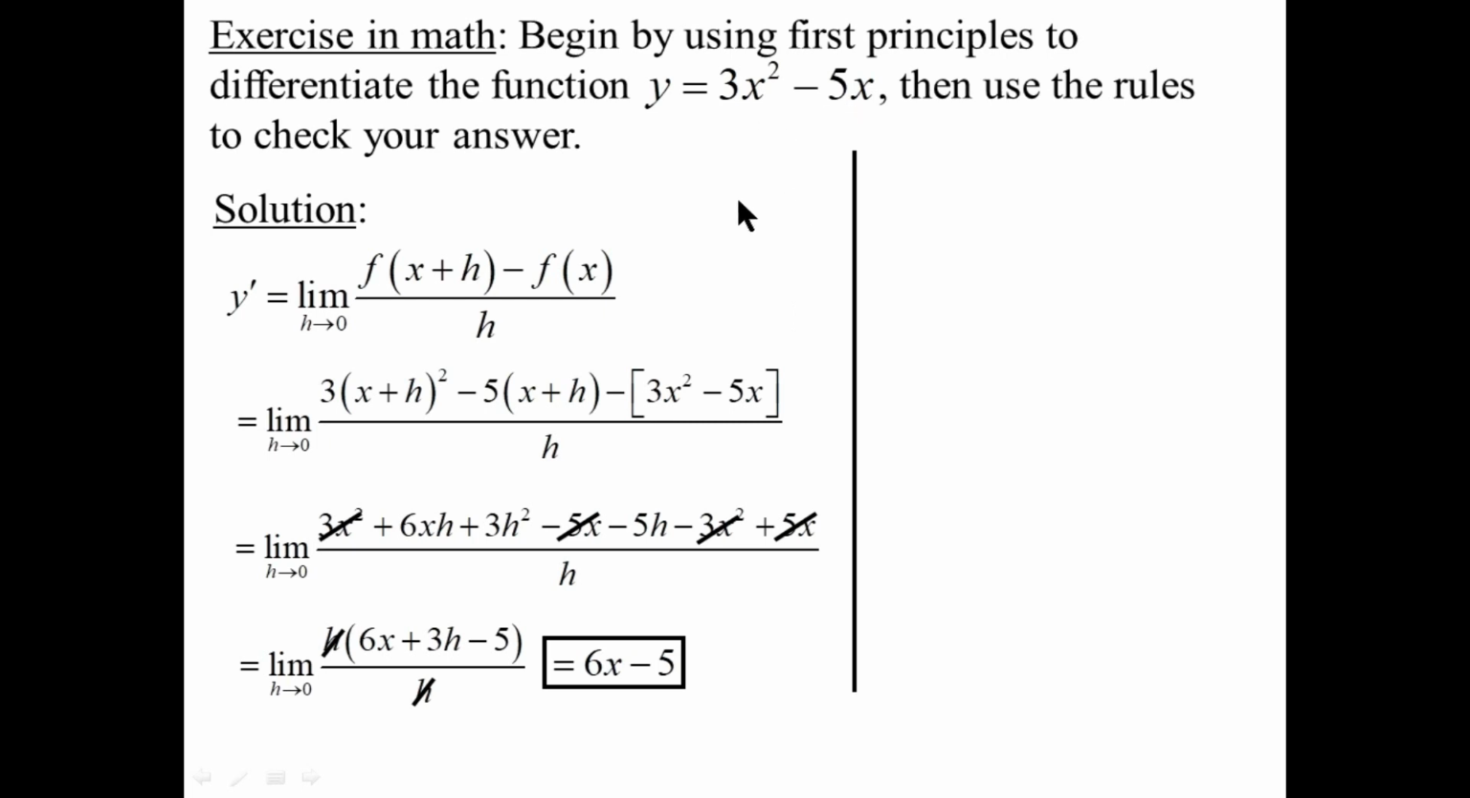And if we tried it using the rules, we'd have to start here. And the 2 jumps over times 3 is 6x, and this is minus 5x, so this is minus 5. So they both end up with 6x minus 5. It's just that this one takes a little bit less work than this one did.